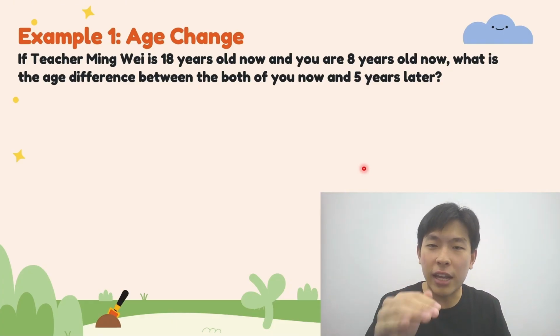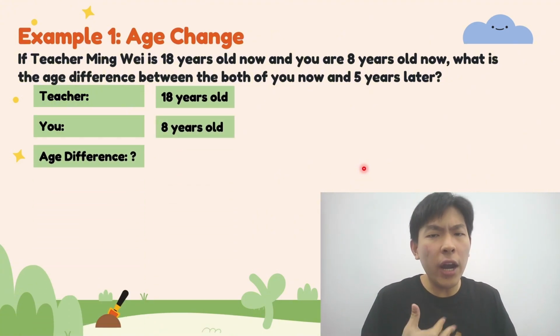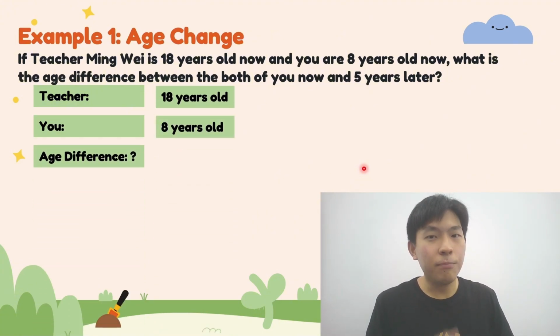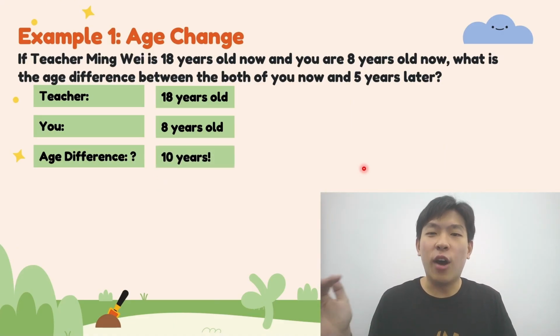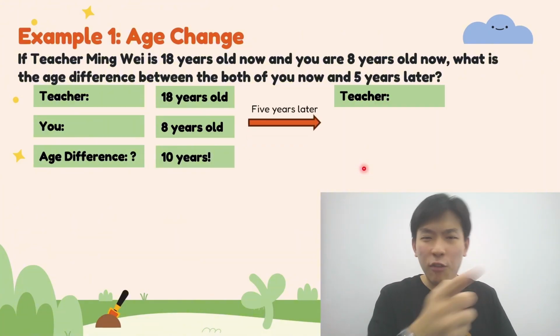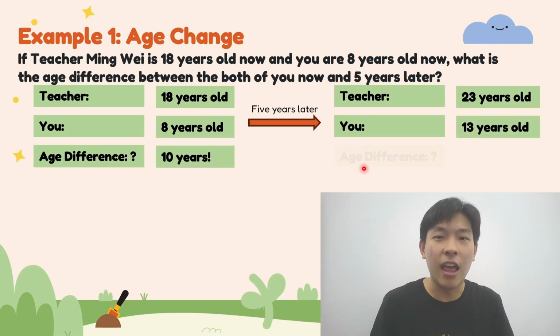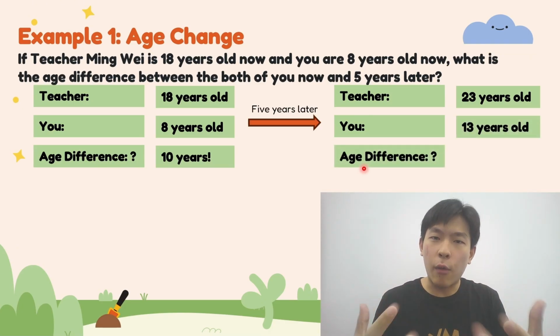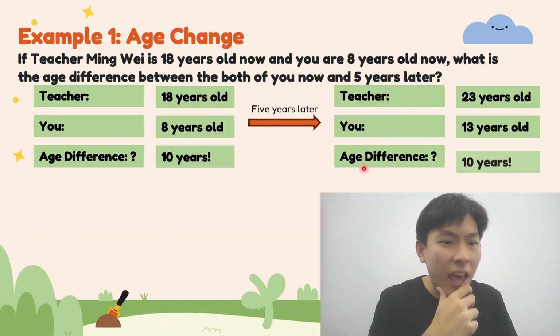So let's first write down our ages. I'm 18 and you are 8. So what is our age difference? Perfect! We take 18 minus 8 to get 10. So after 5 years, what is my age? So fast, 23. What about your age? Perfect, 13. Now, what about our age difference? Oh, it is still 10.